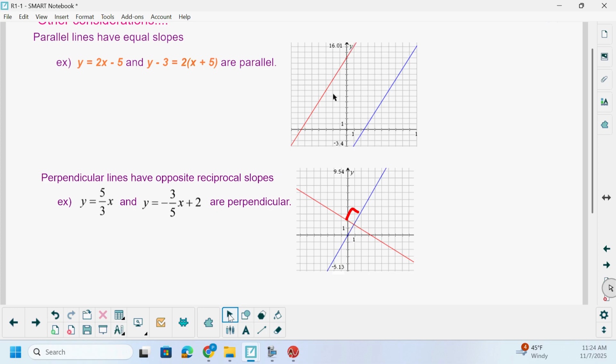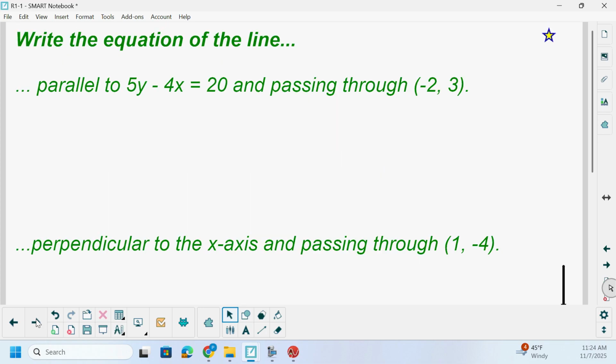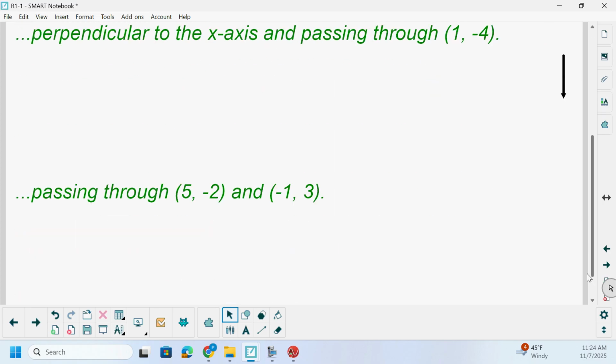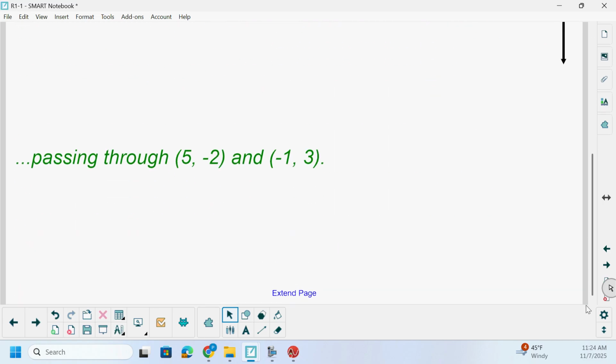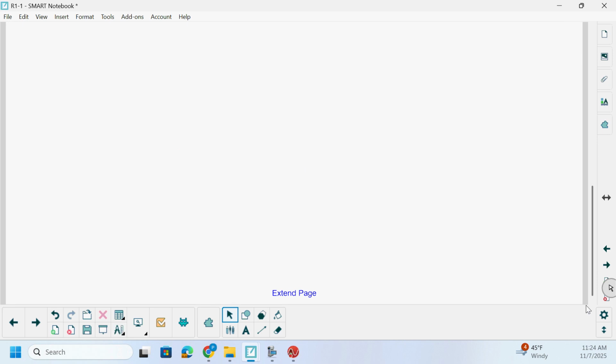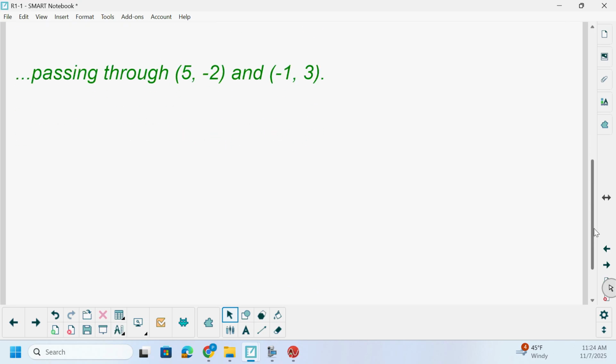We are going to jump down to the very bottom of page 2, and we're going to do the last example there, which will be similar to homework question 1. We're going to write the equation of the line that passes through these 2 points. And we're going to eventually get it in the form y equals mx plus b. So we need to start by finding the slope.